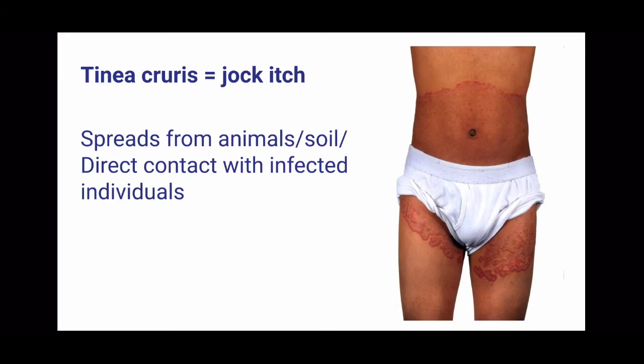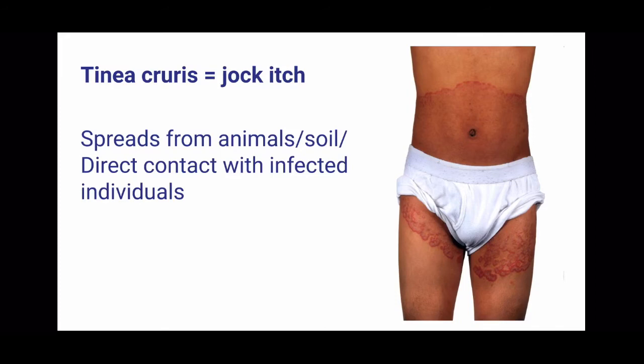Then it spreads to the upper thigh in either a half moon shape, or it can also take the shape of a ring. And it usually has a border of small blisters, kind of like you see on this person. The rash also might feel itchy, it might burn, and the skin is usually going to become flaky or scaly.